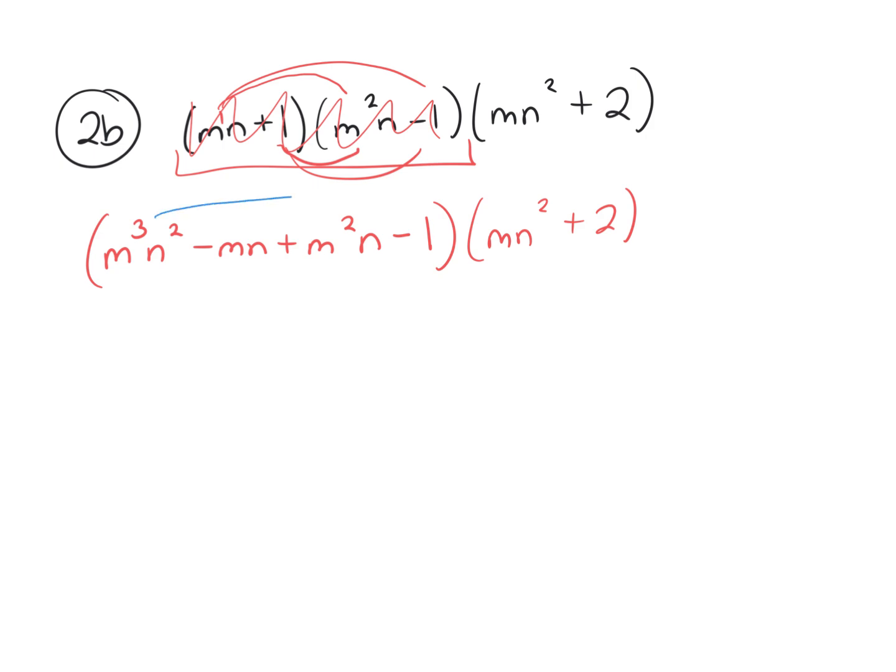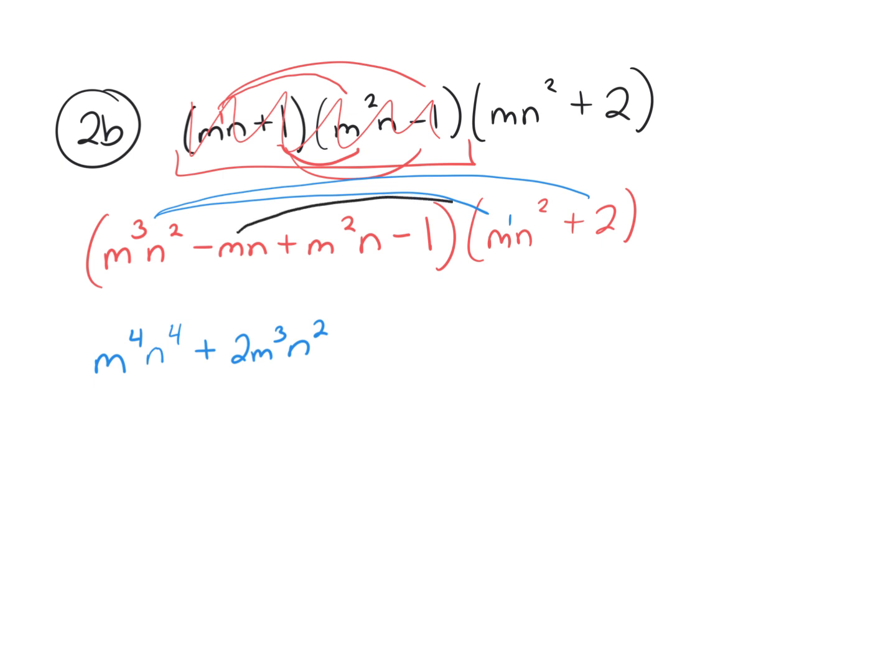M cubed n squared times mn squared. How many m's? 3. 4. 5. Yep, because this one has 1, right? M to the third times m to the first is m to the 4th. What's n squared times n squared? N to the 4th, yes. M cubed n squared times 2. 2 m cubed n squared. Yep.